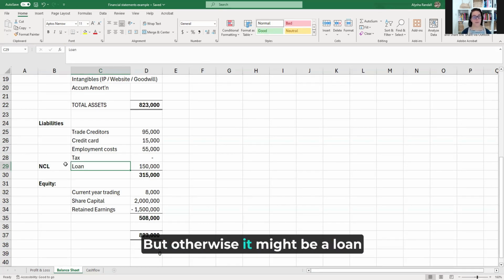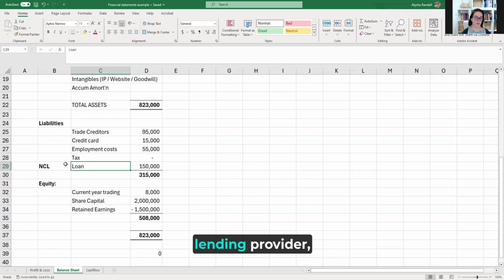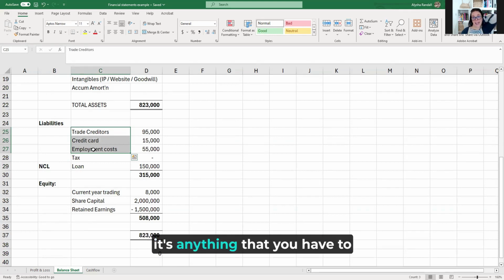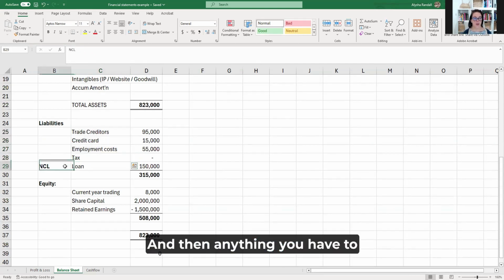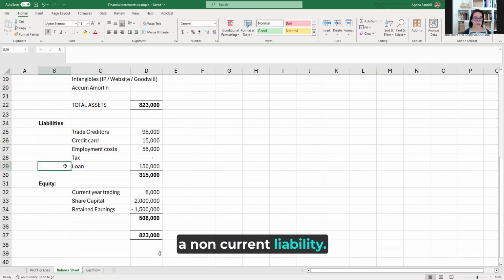But otherwise, it might be a loan from a government scheme, a COVID scheme, a bank, a lending provider, or asset finance. If you've got your computers on asset finance, for example, that is a very common loan. So generally with liabilities, it's anything that you have to pay within a year is a current liability. And then anything you have to pay longer than a year is a non-current liability.